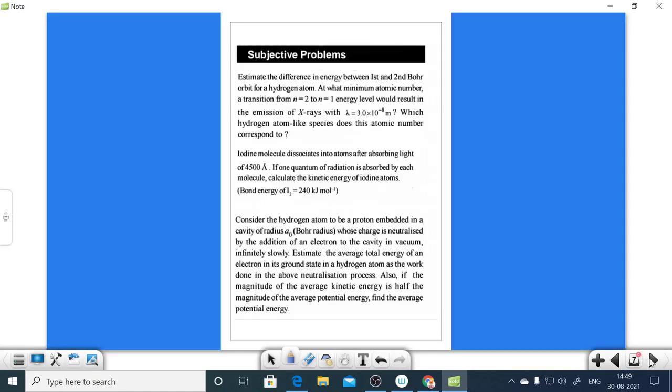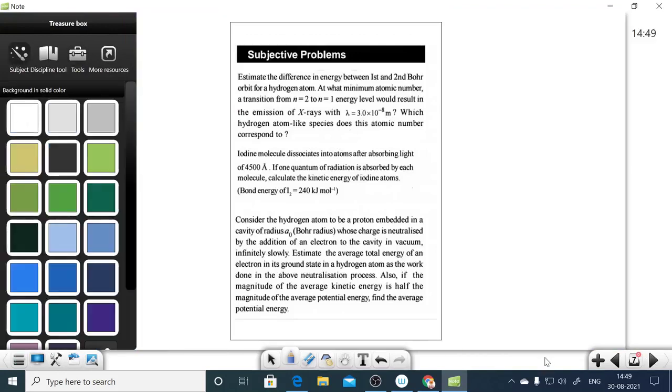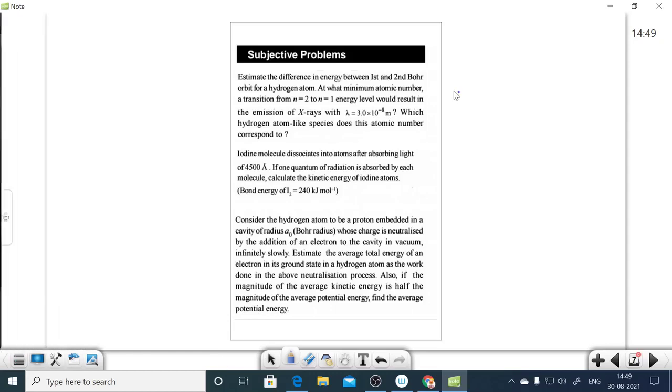Now let's talk about the subjective problems. Let's discuss these problems. So my dear students, estimate the difference in energy between first and second Bohr orbit for a hydrogen atom. So first of all we need to find out the energy difference delta E. So delta E is E2 minus E1. So that comes out to be 13.6 eV, and we're talking about the hydrogen atom, forget the Z, and this is 1 by 1 square minus 1 by 2 square. So this is the energy difference, pretty easy to understand.